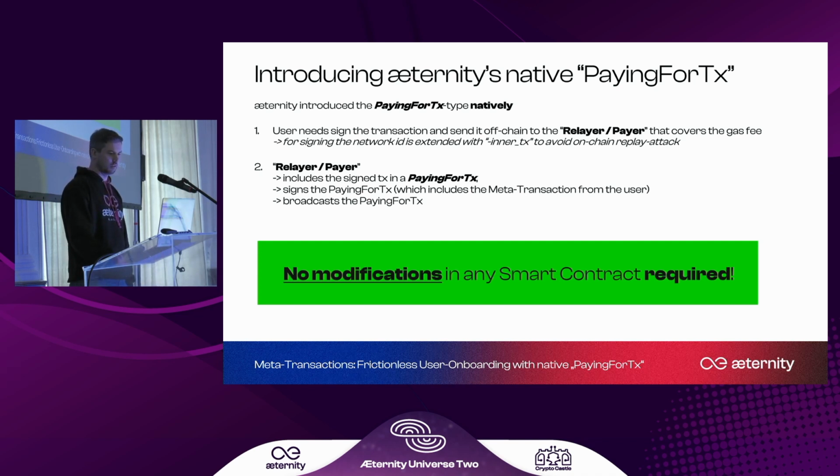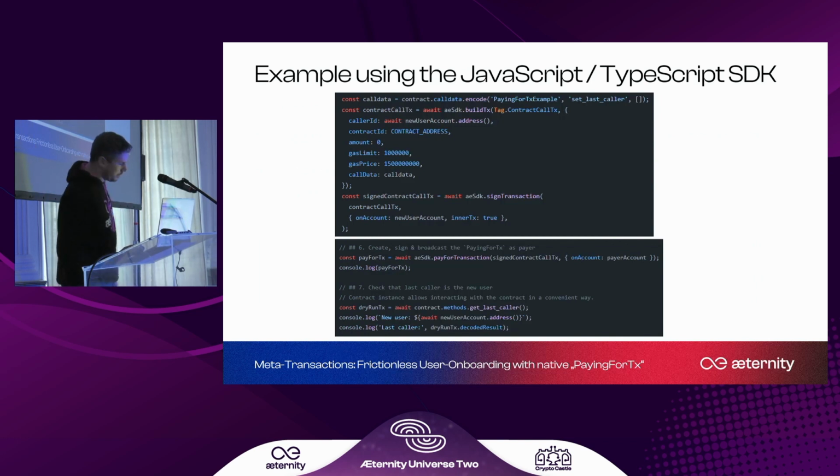And for the technical people here, one small example which uses our JavaScript or TypeScript SDK to showcase it. It's in the documentation. If you look in the documentation and the user guides of the JavaScript SDK, you will find exactly that. So I can shortly explain for everybody not understanding it immediately. We're first preparing the contract call for the account not having any AE balance. We are calling a smart contract, in this case called PayingForTx example, and there we call a function called setLastCaller.